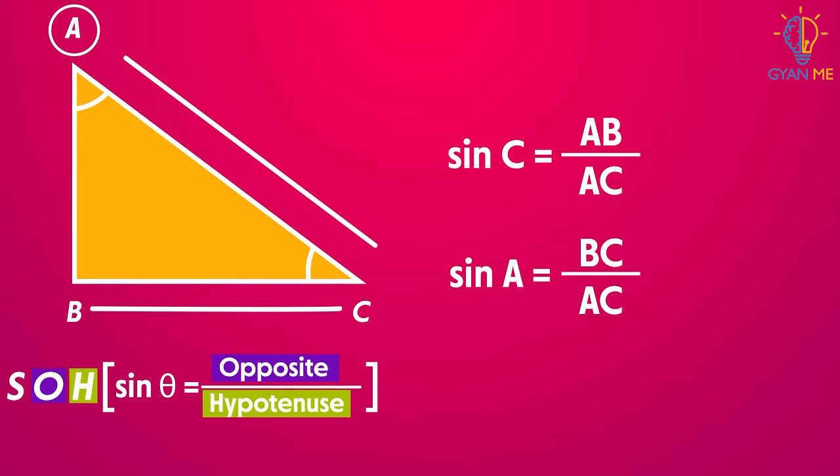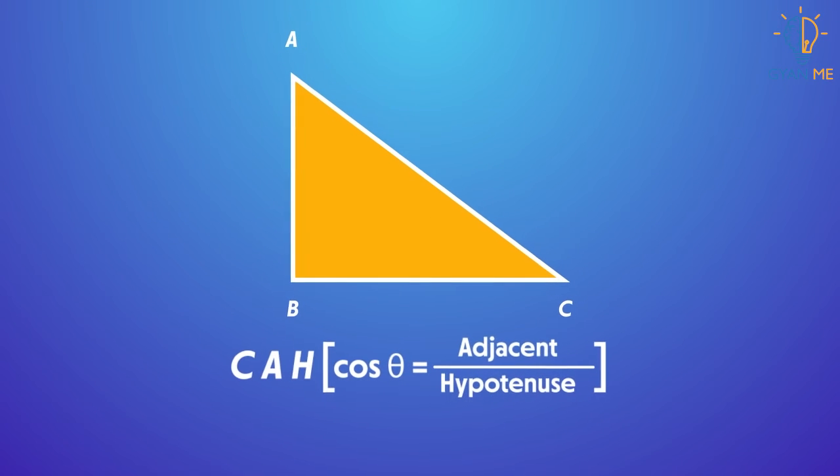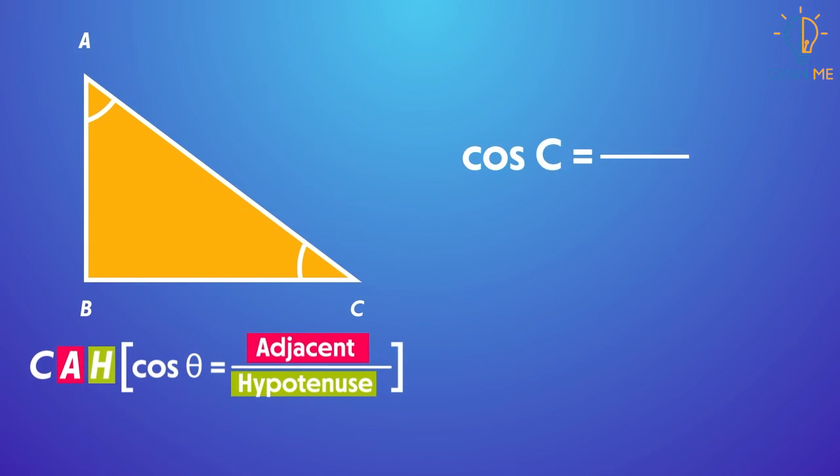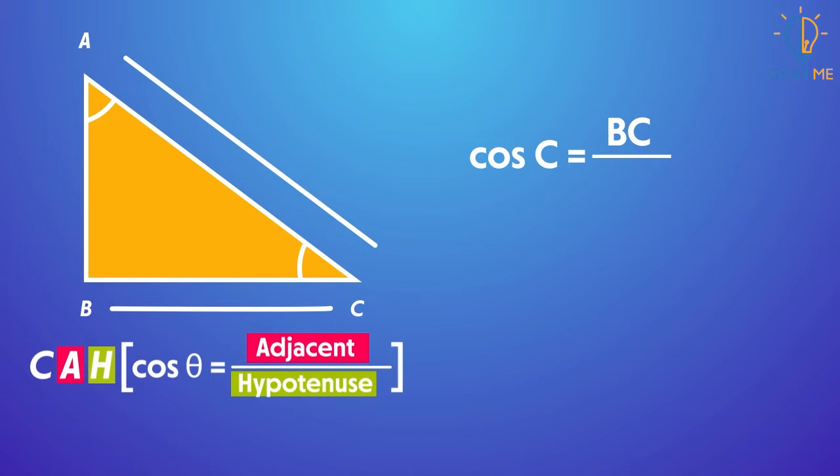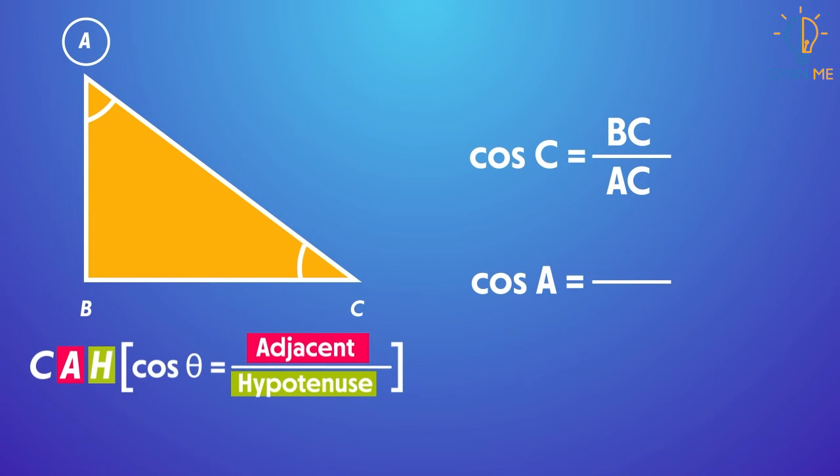Do you remember the cosine? Cosine is the ratio of the adjacent side to the hypotenuse of a right-angled triangle. So what are cos of angle C and cos of angle A? Here, for angle C, BC is the adjacent side. Therefore, cos C will be the ratio of adjacent upon hypotenuse, that is BC upon AC. Similarly, for angle A, AB is the adjacent side. Therefore, cos of angle A will be the ratio of AB upon AC.